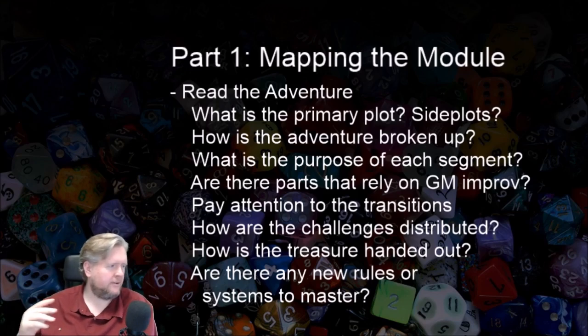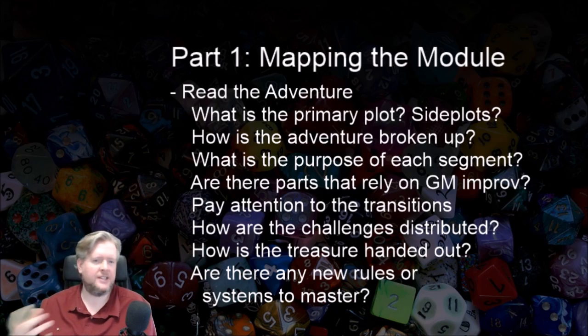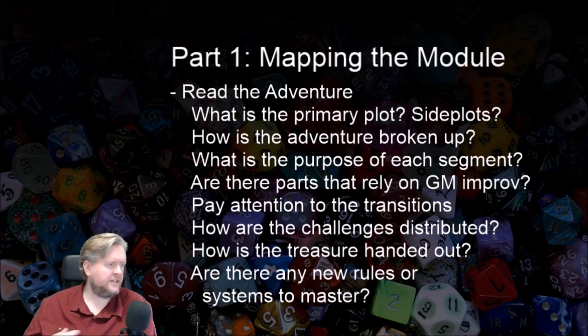Read the adventure. What's the primary plot? Are there any side plots? How is the adventure broken up? In what segments is it broken into? What's the purpose of each segment? What is it trying to accomplish? What's the tone and tenor of each segment? How much of it relies on GM improv?